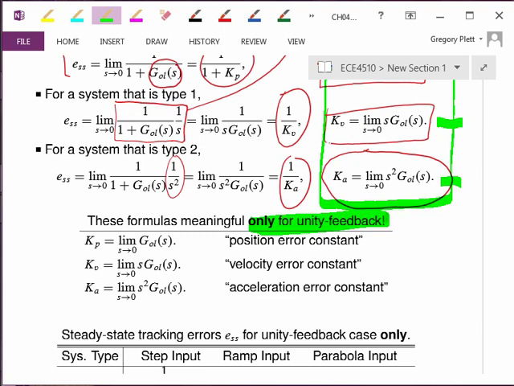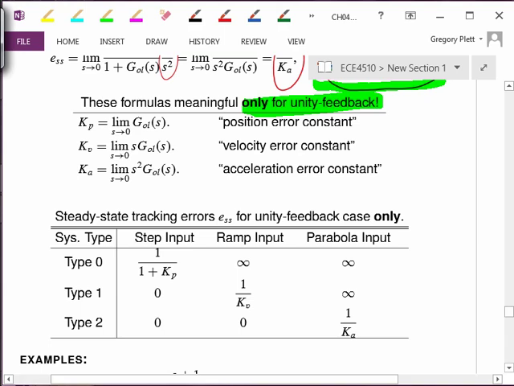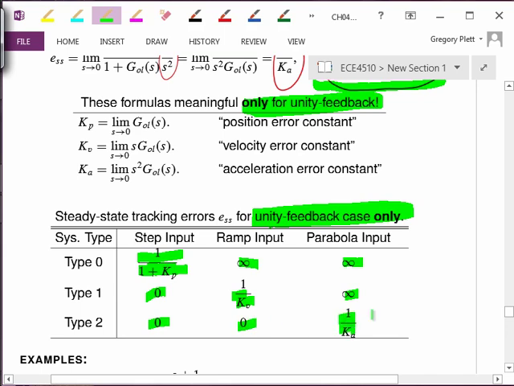Then, for this case, we have steady state tracking errors for the unity feedback case only, again highlighted. If the system is type 0 and I have a step input, the error will be 1 over 1 plus Kp for a step. It would be infinite for a ramp, infinite for a parabola. If the system is type 1, there will be 0 error for a step, 1 over Kv for a ramp, and infinite for a parabola. And if it's a type 2, 0 for a step, 0 for a ramp, and 1 over Ka for a parabola, for example.